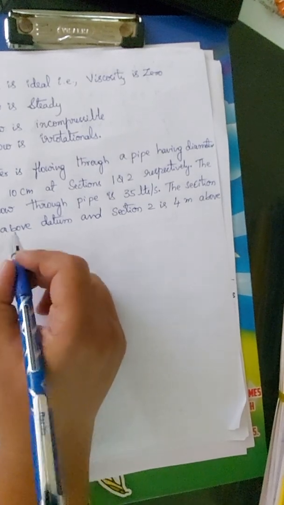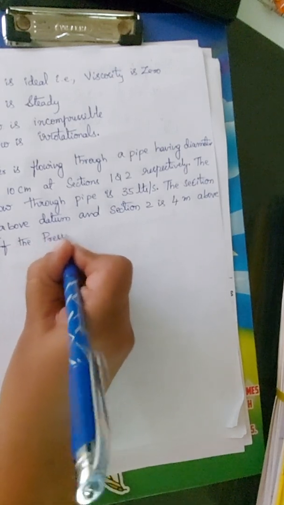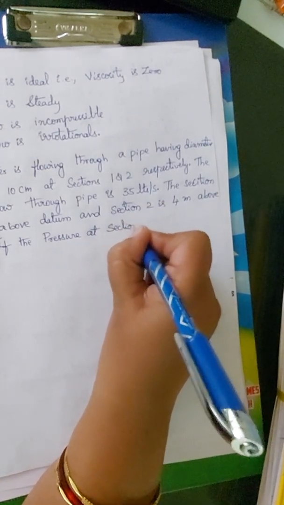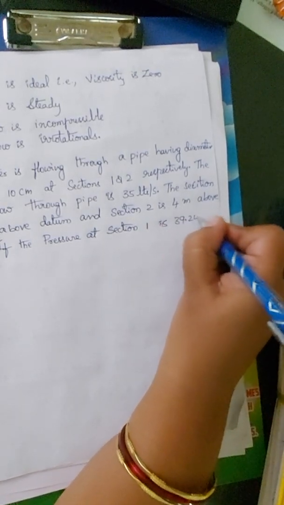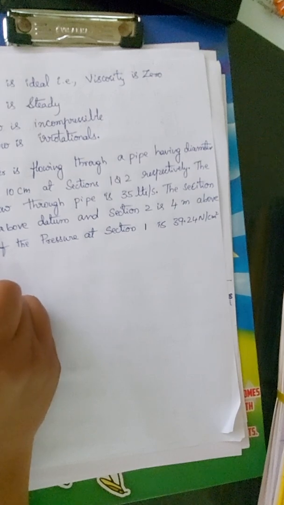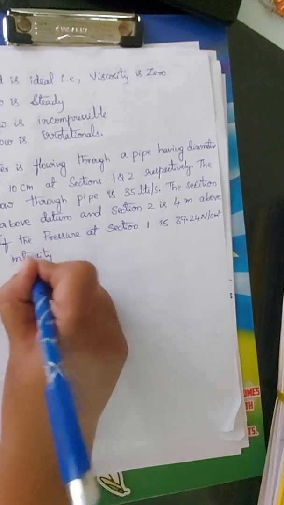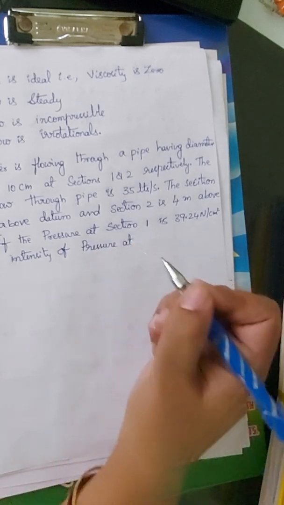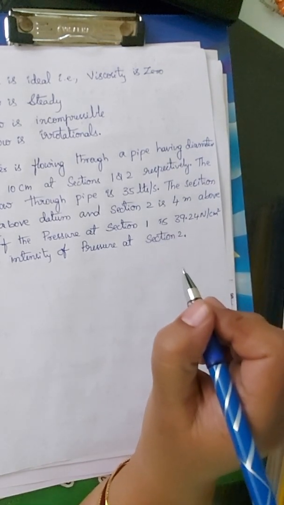If the pressure at section 1 is 39.24 Newton per centimeter square, find the intensity of pressure at section 2. This is how the problem is.